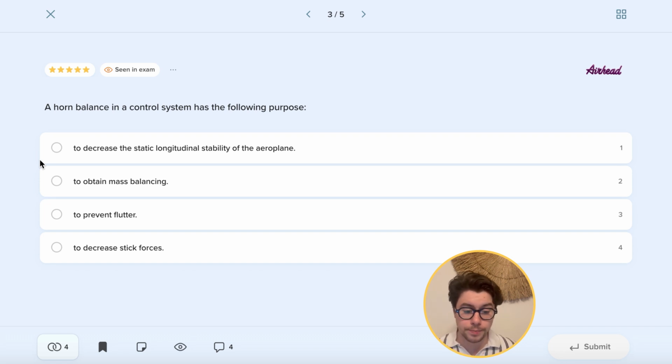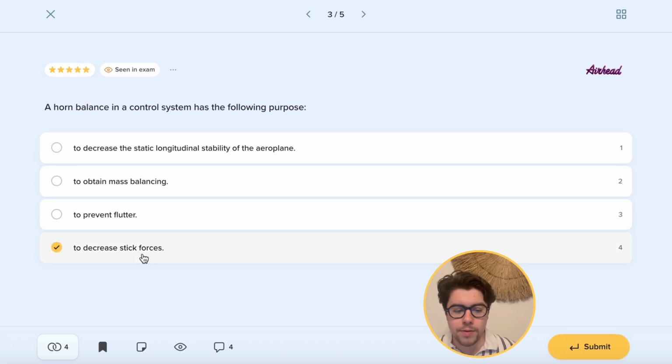And here for this question, something that is worth remembering is to obtain mass balancing as the answer here. And it is important to remember that the mass balancing is done to prevent flutter.